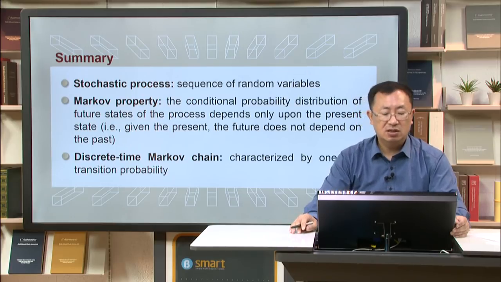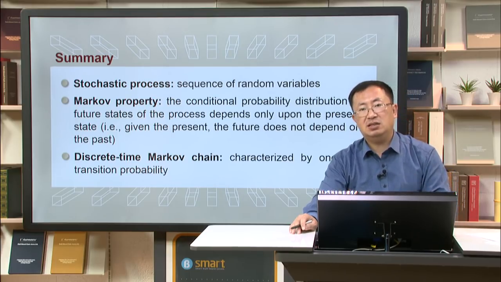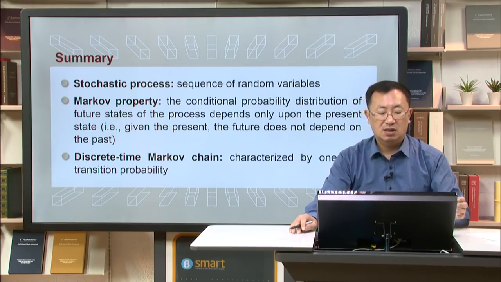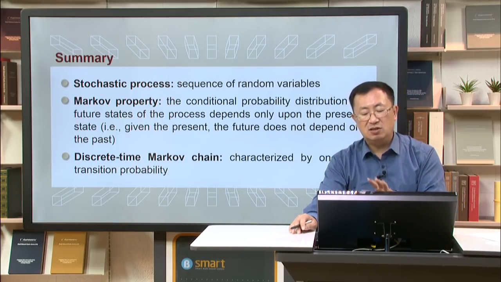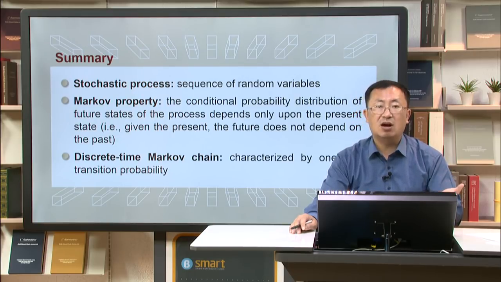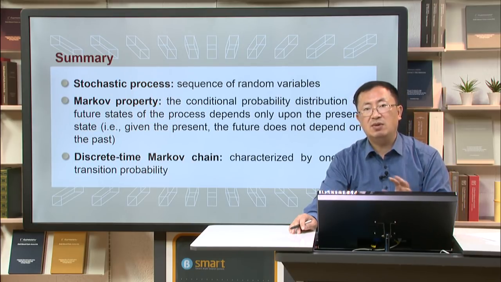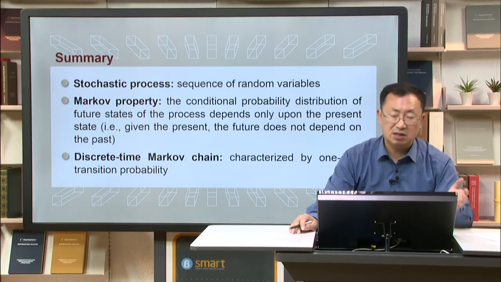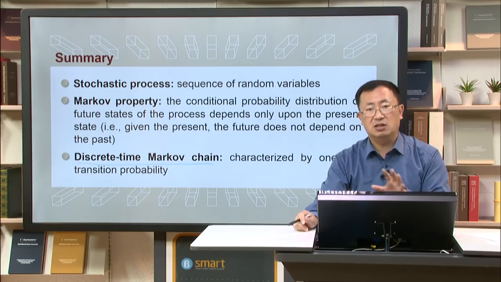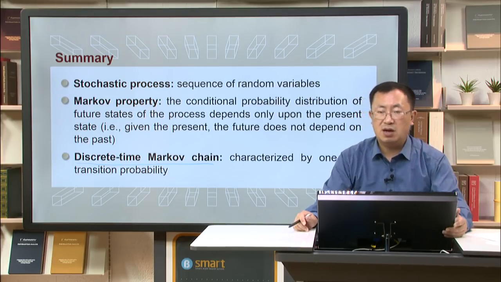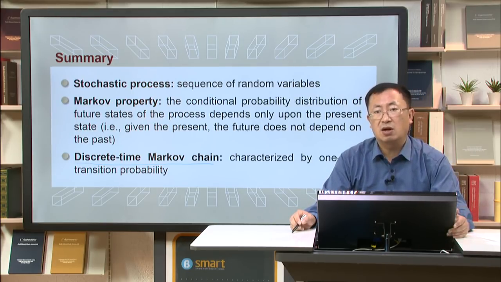Okay, so in this session, we talked about the stochastic process. A stochastic process is a collection or sequence of random variables. We also talked about the Markov property. So, given the present, the future does not depend on the past. That is the meaning of the Markov property. And we took a look at stochastic processes having the Markov property, especially the discrete time Markov chain. A discrete time Markov chain with a discrete state space can be characterized by the one-step transition probability, especially in time homogeneous discrete time Markov chain cases.